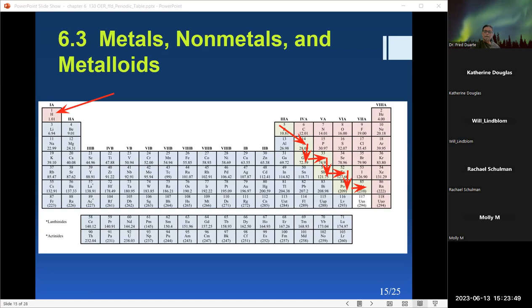Now, be able to distinguish this. The metalloids, as I stated, think of a mule. Anybody know where a mule comes from? How to make a mule? What's the combination to make a mule? Anybody have an idea?